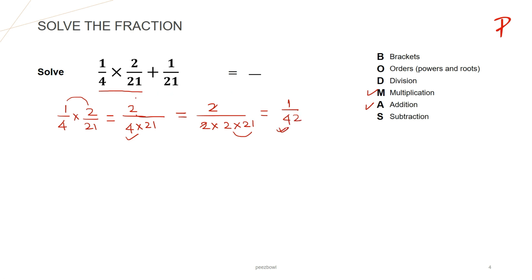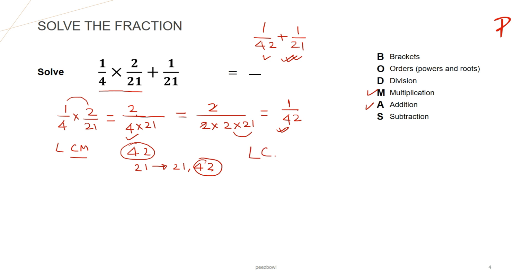Okay. So our equation is, let us write it here, 1 upon 4 multiplied by 2 upon 21 is 1 upon 42 plus 1 upon 21, and we need to solve this. So I will find out LCM of 42 and 21, right? LCM of 42, let us write 42 as it is. For 21, I will write multiples of 21. That is 21 and then 42. You see here 42 is common. So our LCM of 42 and 21 is going to be 42, right?